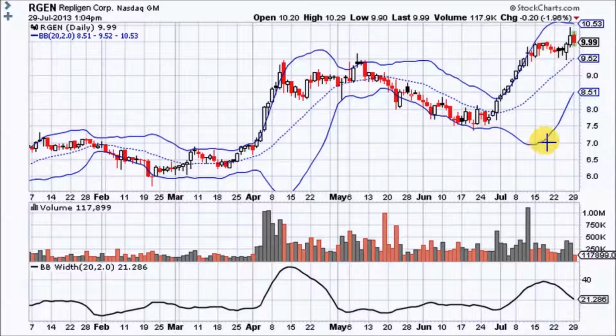Now the Bollinger Bands are starting to pinch again. It did break out to new highs on good volume right here, but the Bollinger Bands are starting to pinch. The upper is turning down, the lower is coming up to meet it.